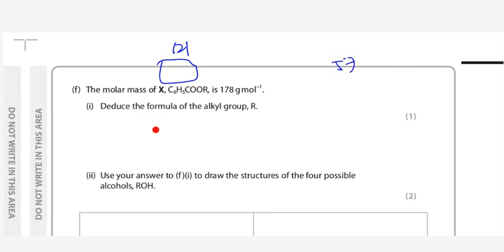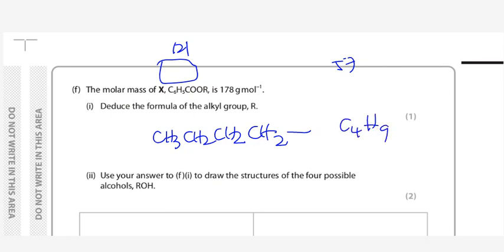So what is the alkyl group which has 57? CH3, CH2, CH2, CH2, right? Because 4 carbons is 12 times 4, 48, plus you add the 9 hydrogens, 57. They're asking for the formula for R, so it can be a branched one. So it's safer to write the molecular formula C4H9. We don't know, because even if you draw a straight chain, it's not wrong, but we don't know actually. It might be a branched one. We don't know, right?